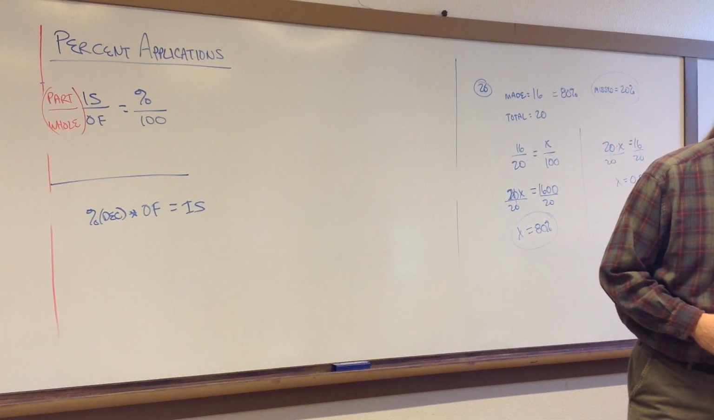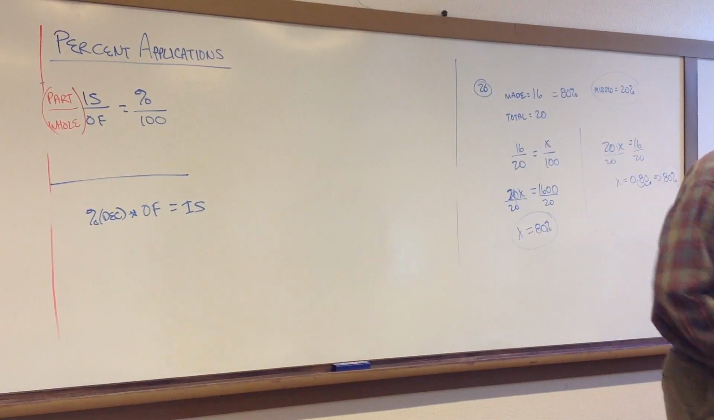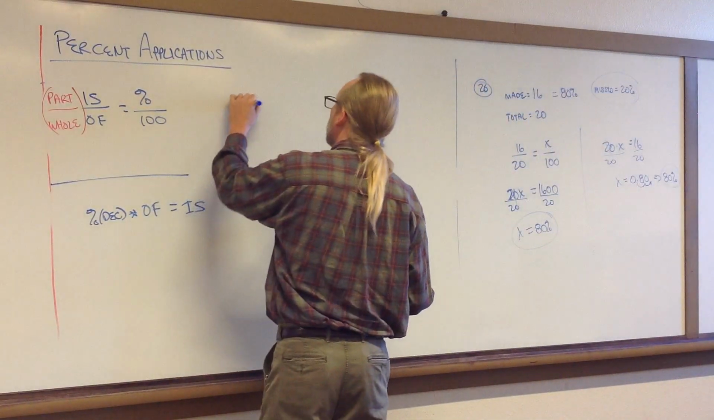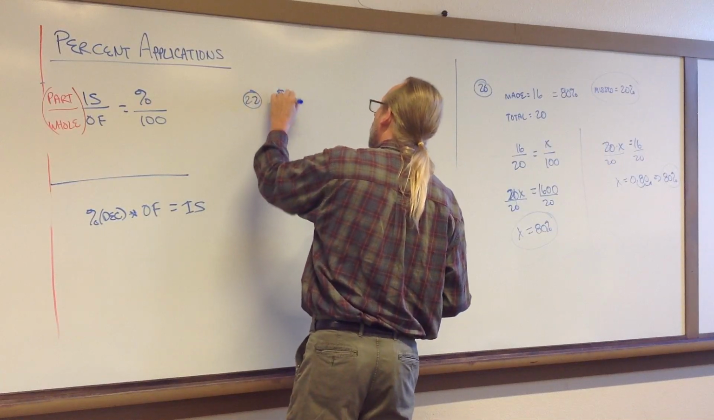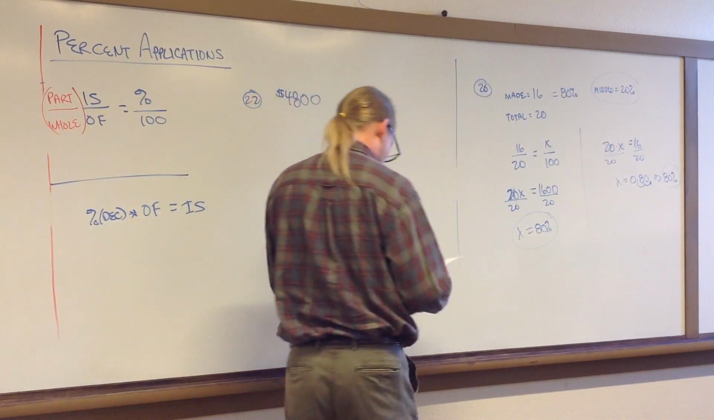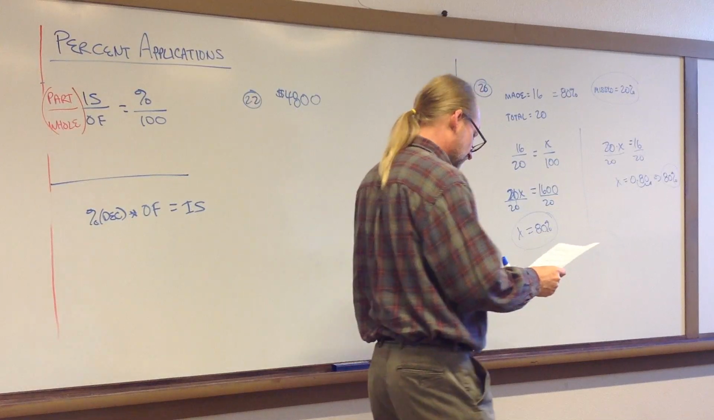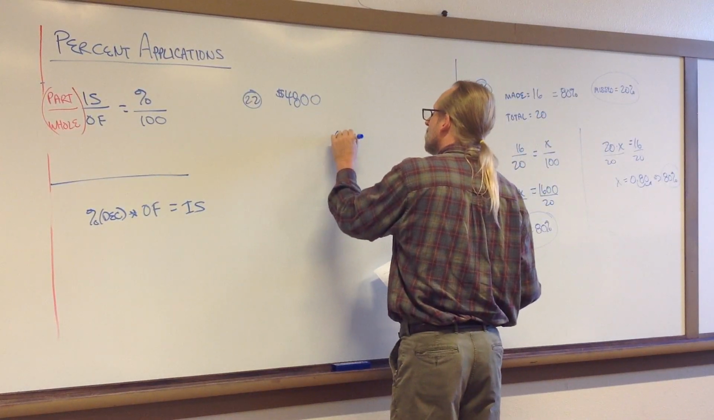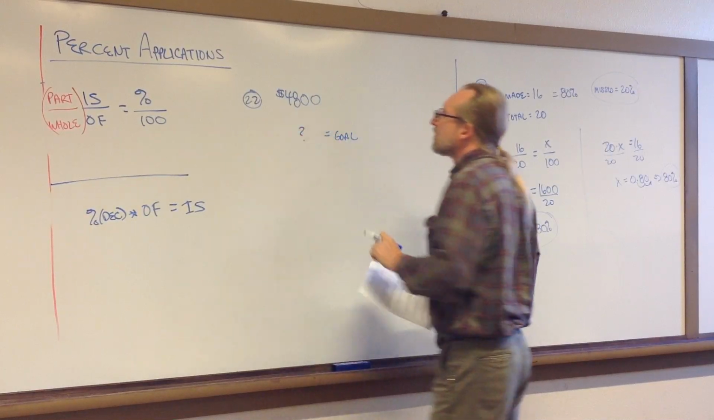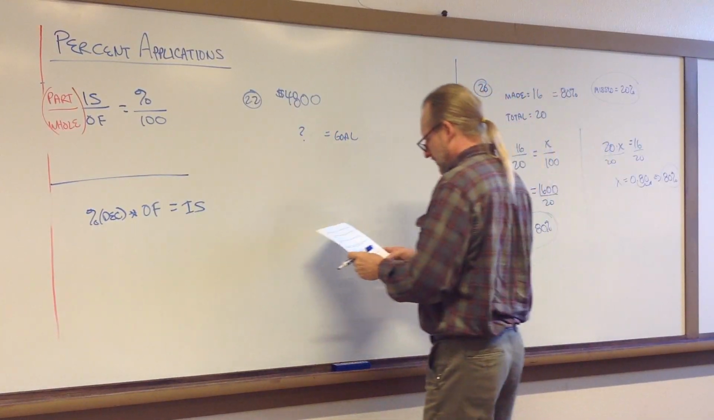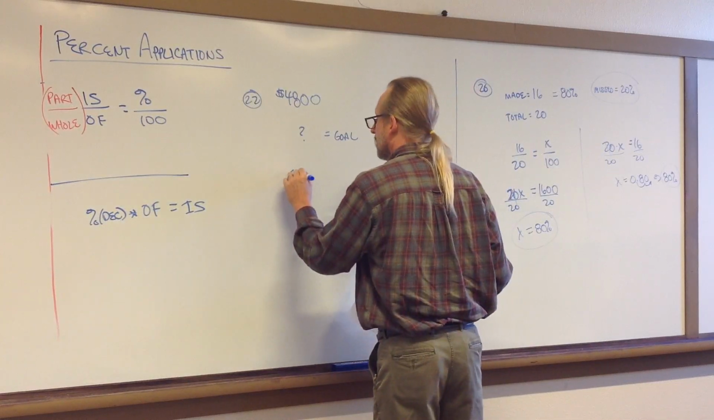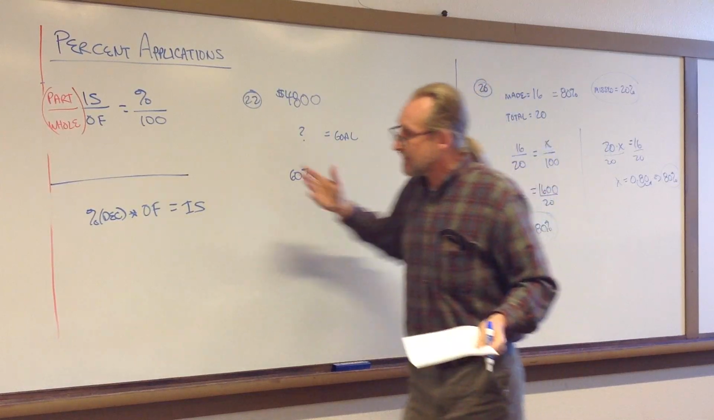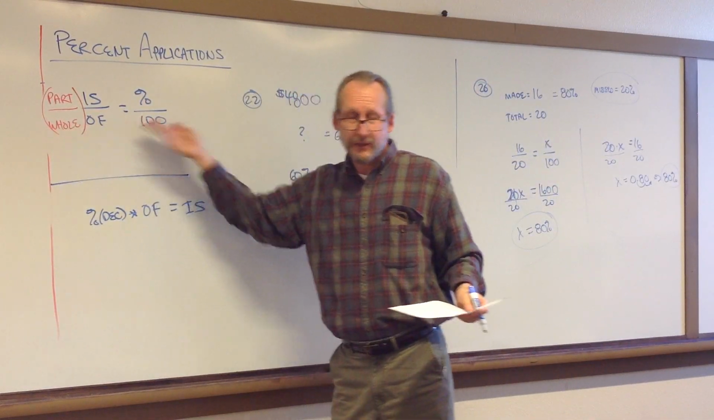Where are we? Problem 22. A charitable organization raised $4,800 in a fundraiser. If this is 60% of their fundraising goal, what is that goal? Okay. And the percentage is 60%. So this is 60%. Notice the whole, the of, is always 100%.